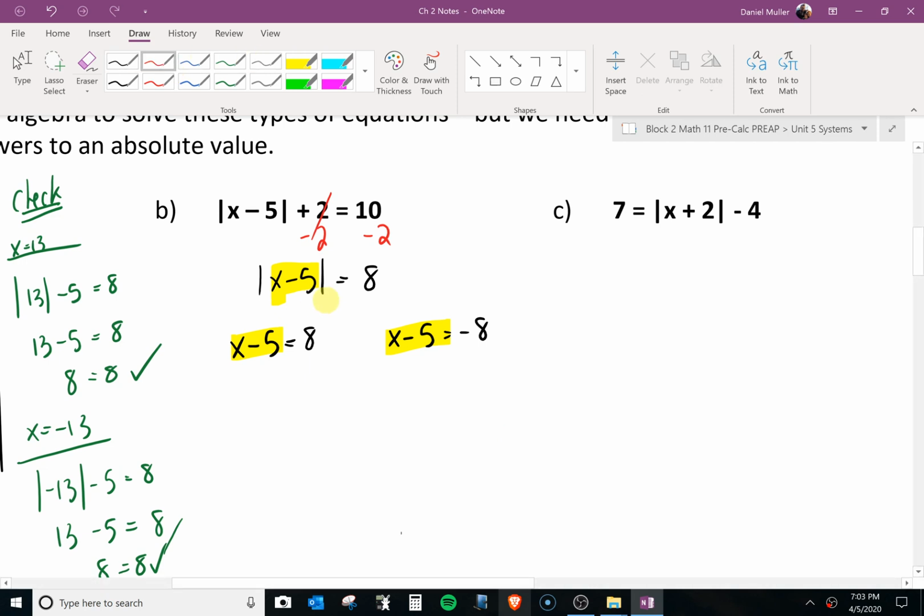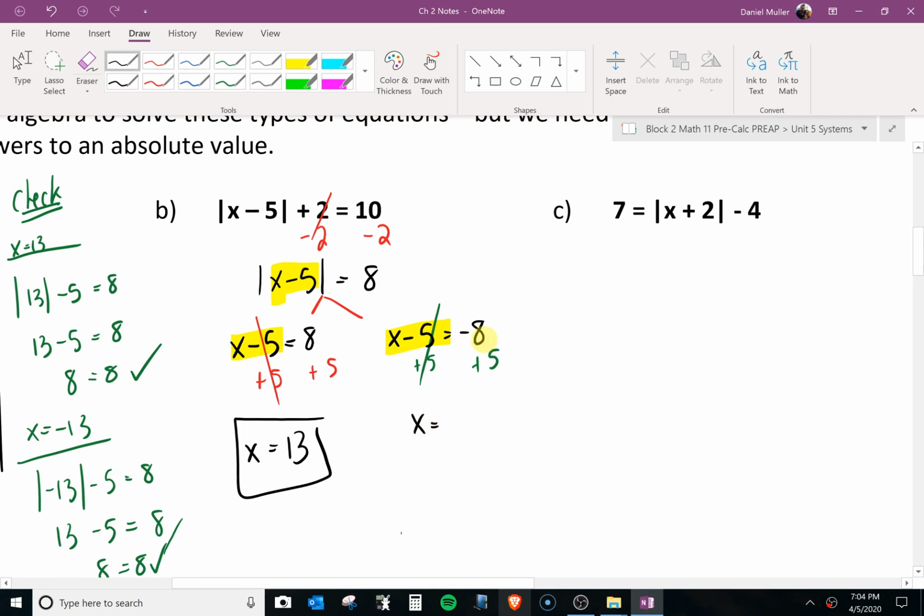So what ends up happening is you separate these. In order to get rid of an absolute value, you have the original version, the inside equals 8, and then you have the negated version, it equals negative 8. These become pretty easy questions to solve. I need to get rid of the minus 5, so I'll add 5 to both sides. Those are gone. So x is equal to 8 plus 5, which is 13. And this one was equal to negative 8, so I'm going to add 5 again.